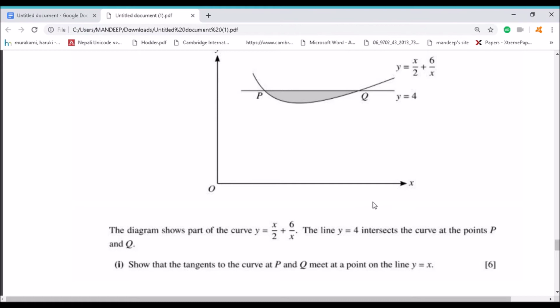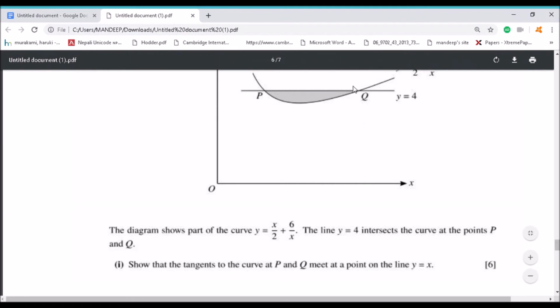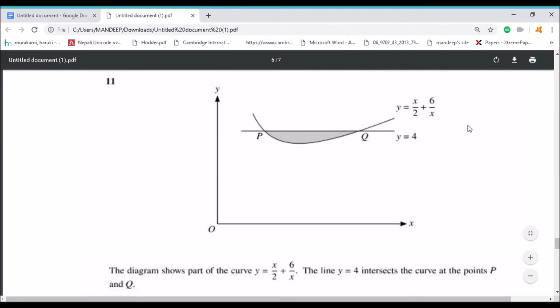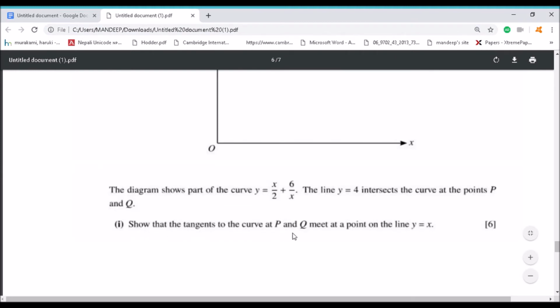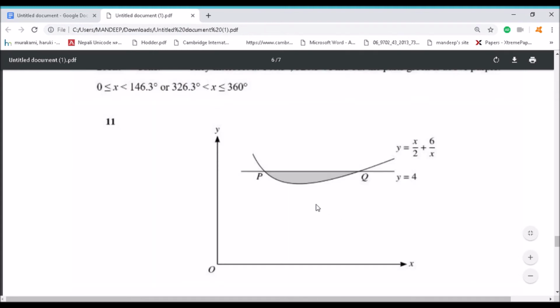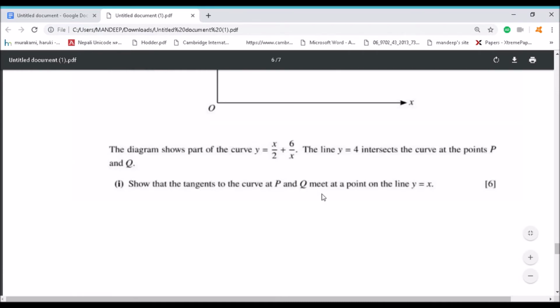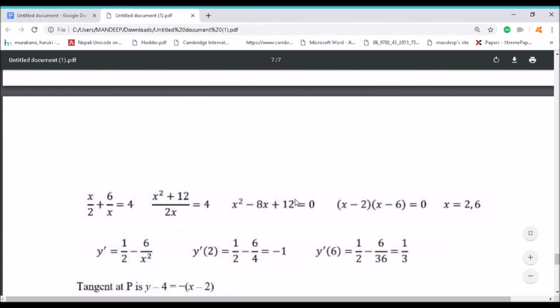You can see it intersects at the points P and Q, so that the tangents to the curve at P and Q meet at a point on the line y equals x. We have to show that the tangents to the curve at P and Q meet at a point on the line y equals x.